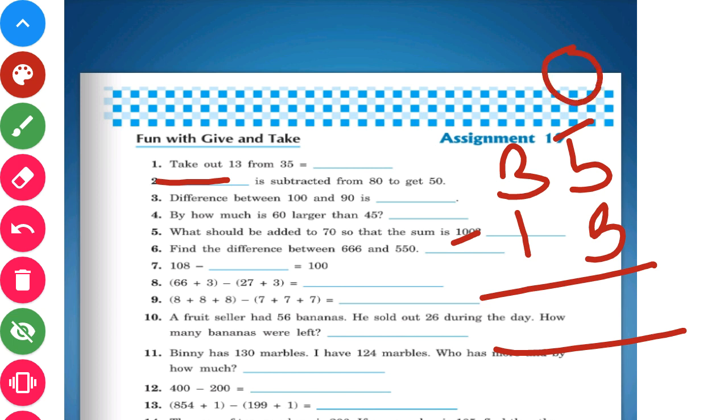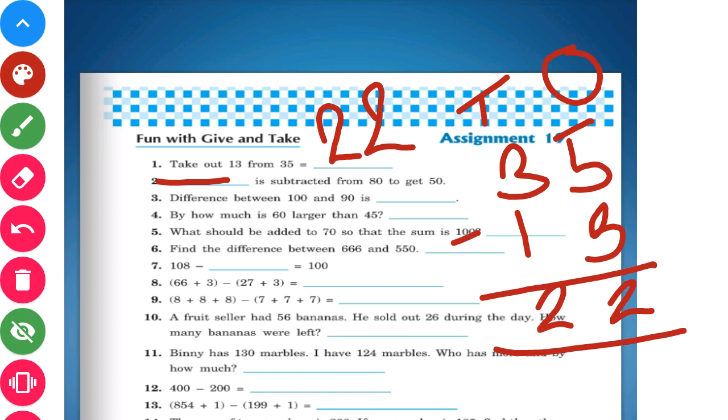Let us do it. We will start from the ones place. We have 5 at the ones place. Now 5 minus 3, we will get 2. And then we have 3 at the tens place. So 3 minus 1 we will get 2. So our answer will be 22. Okay, the answer of the first question is 22.